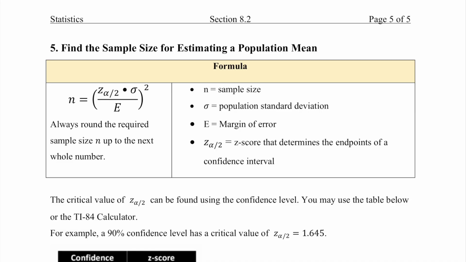One very important rule is that we always round the sample size up to the next whole number. Even if the decimal is small, we still round up because we need enough people or observations to meet the required margin of error.